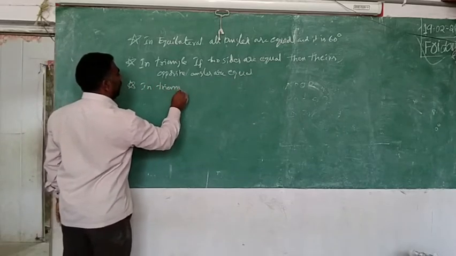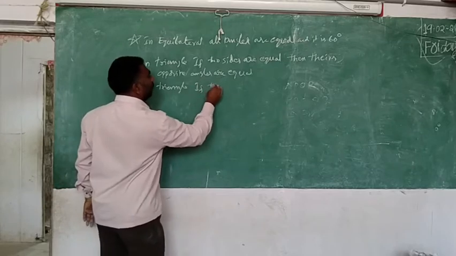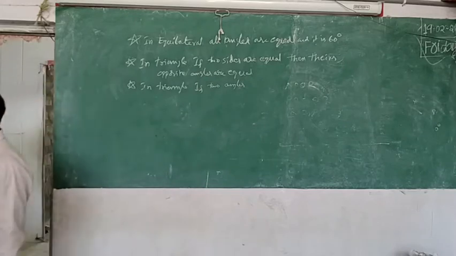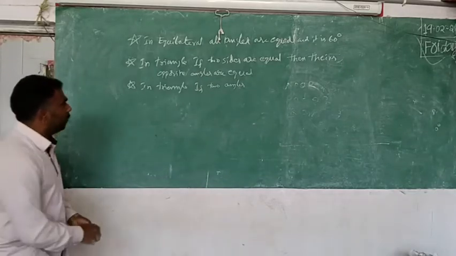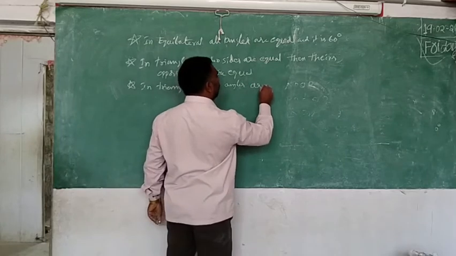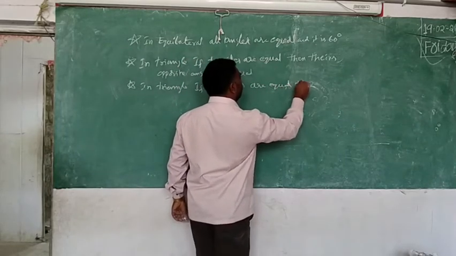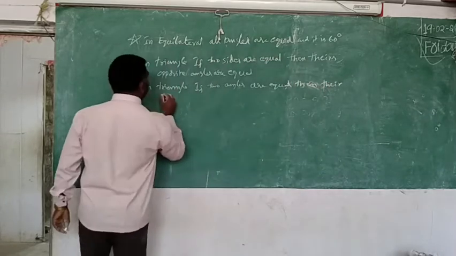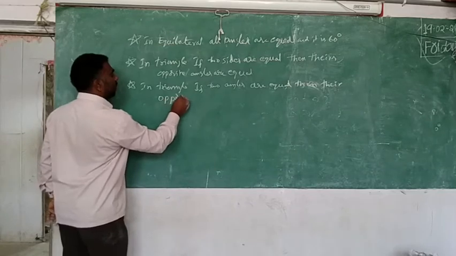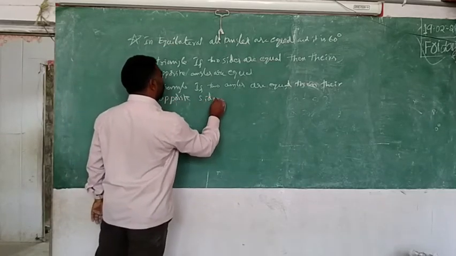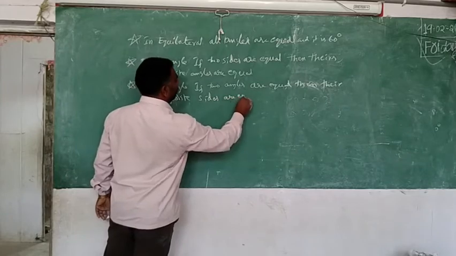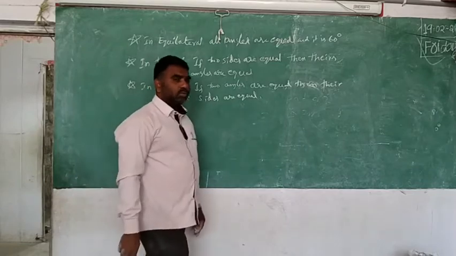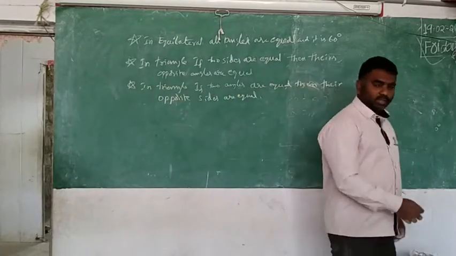in a triangle, if two angles are equal, then their opposite sides are equal. Opposite sides are equal. You understand? These are the other properties. I think you understood.